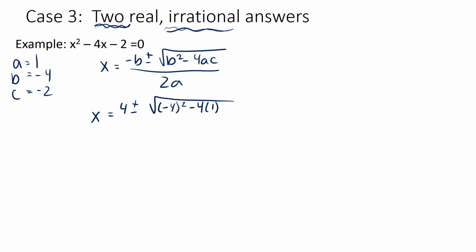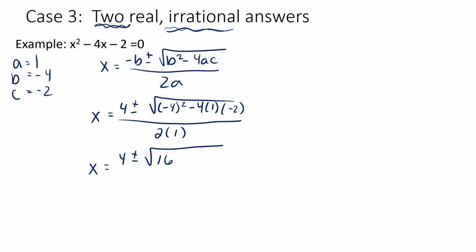-4 times 1 times -2 all over 2 times 1. Under that square root, -4 times -4 is +16, and it might help you to do plus the negative, okay? So you remember that that is -4 times 1 times -2, which is going to give you a +8. I see lots and lots of sign errors with the minus and the negatives thrown in there. 2 times 1 is 2. And then we have 4 plus or minus the square root of 24 over 2.